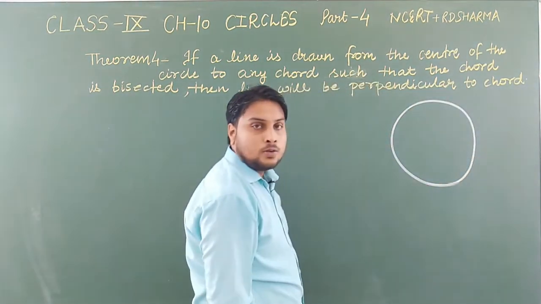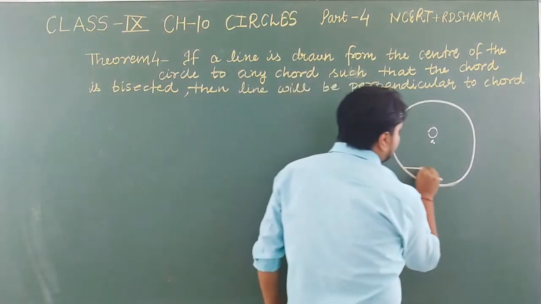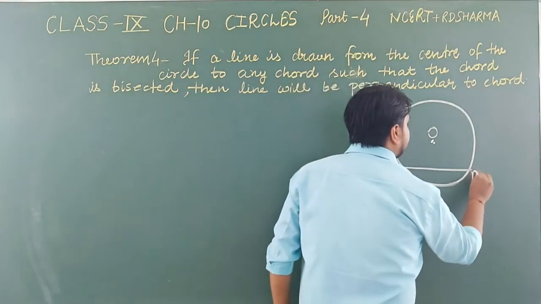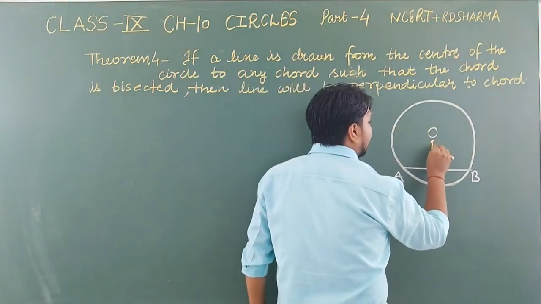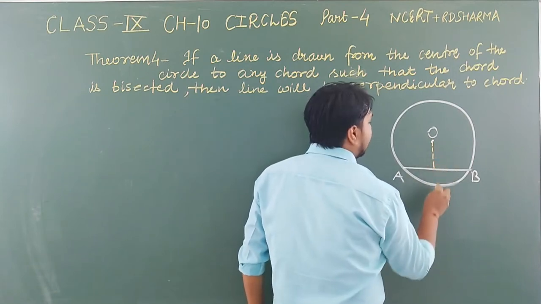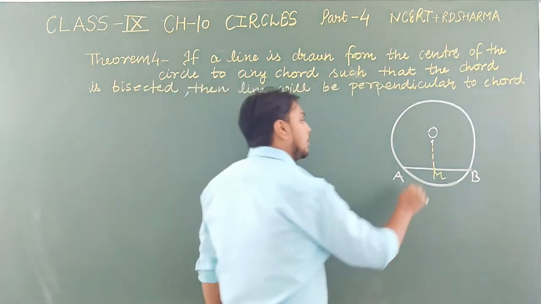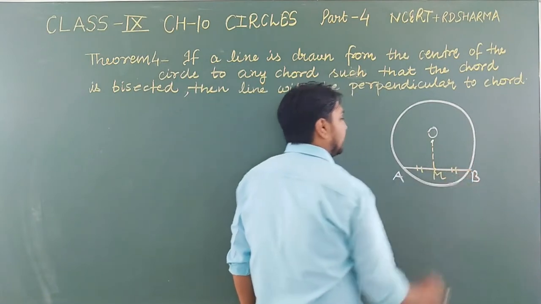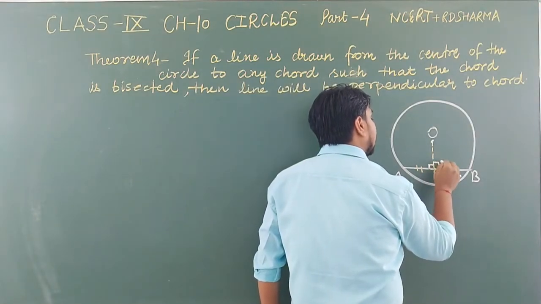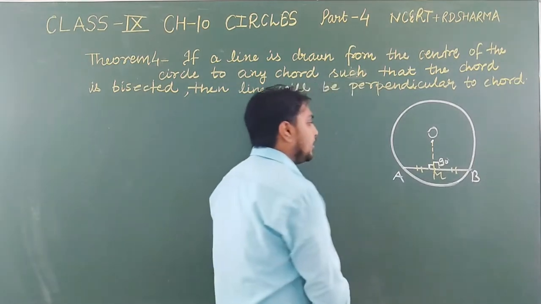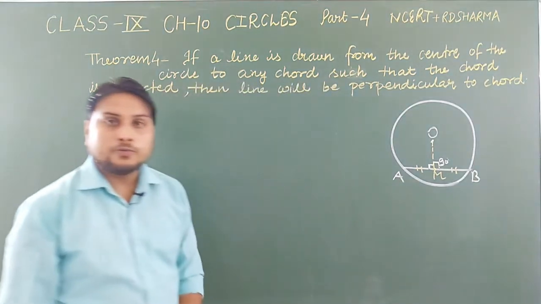Here you can see, suppose this is the circle, and in this circle this is the center O, and this is the chord AB. One line is drawn from this center O such that it bisects the chord, meaning AM is equal to MB. So we have to prove that this angle and this angle are 90 degrees, which means it is proved that OM is perpendicular to AB. So how are we going to prove it, students?